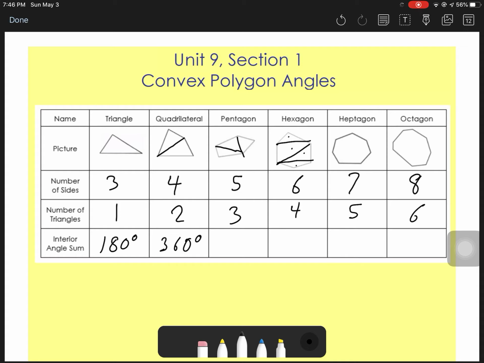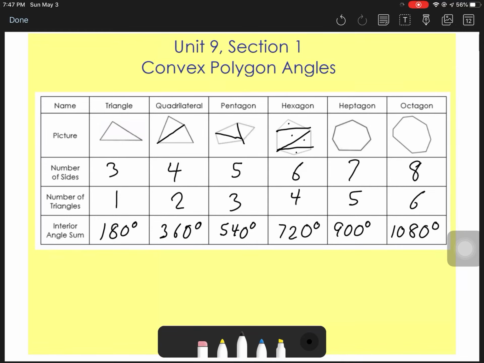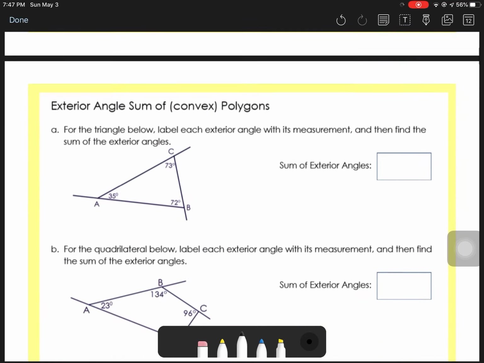So you can probably guess that the next one is also dependent on the number of triangles that we can make. So 3 becomes 540. 180 times 3 gives us 540. And then we add another 180. We get 720. Then we get 900. And then we get 1080. Okay. So this in the notes I would definitely keep handy. It's just a nice little chart that we can refer back to. Pretty easy. So I'm going to continue on here.